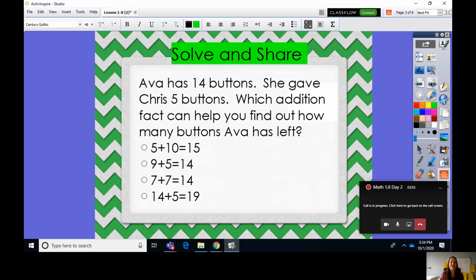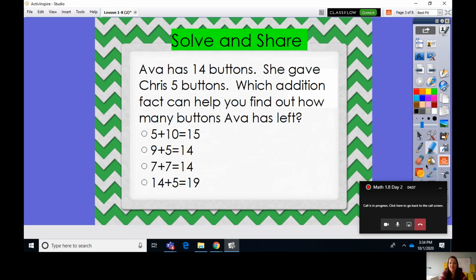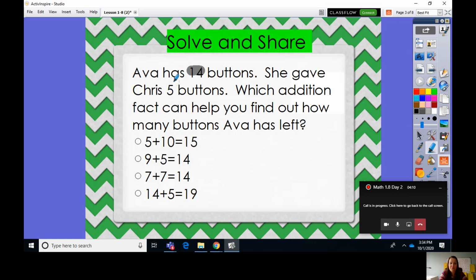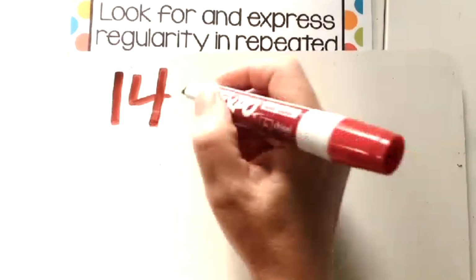So, we need to figure out what 14 minus 5 is. Why do we need to figure out what 14 minus 5 is? Well, we see that she gave Chris 5 buttons. So, if you're giving buttons away, you're going to subtract. So first we need to find out what that subtraction problem is. So we say 14 minus 5.